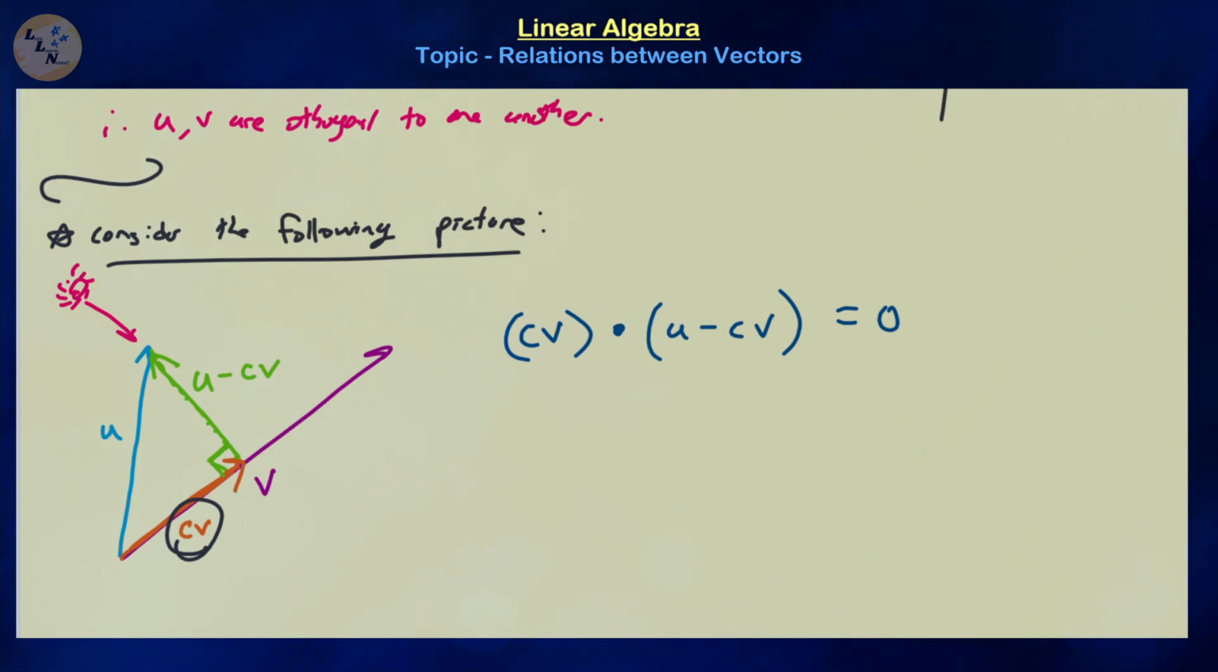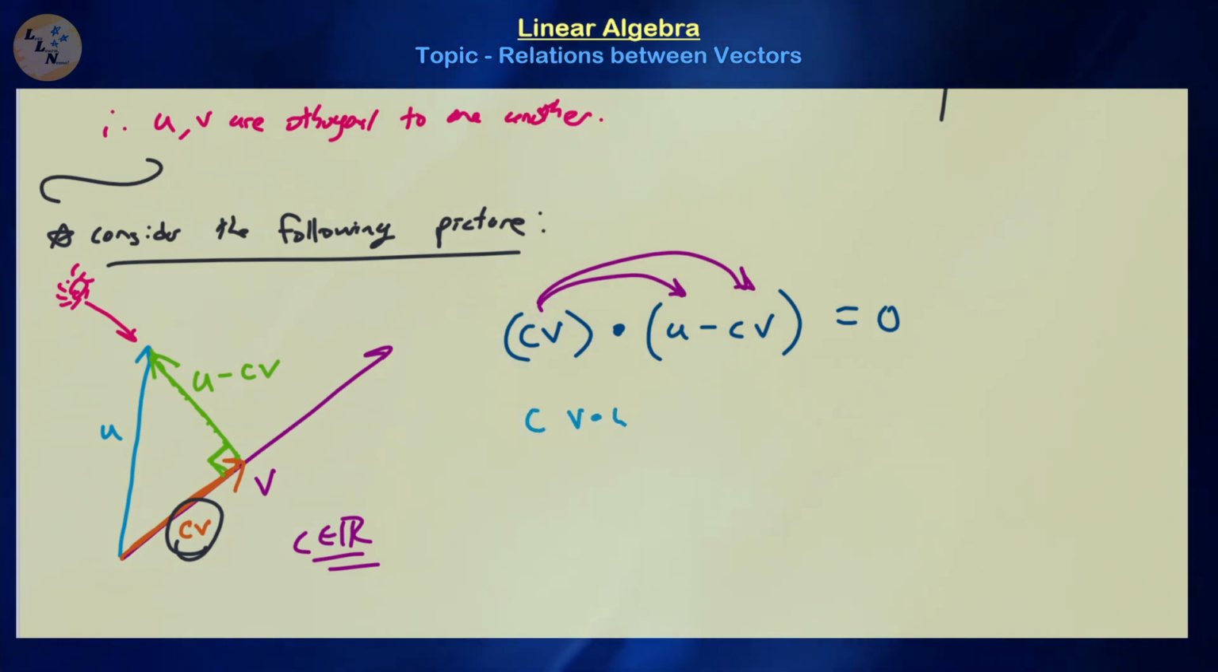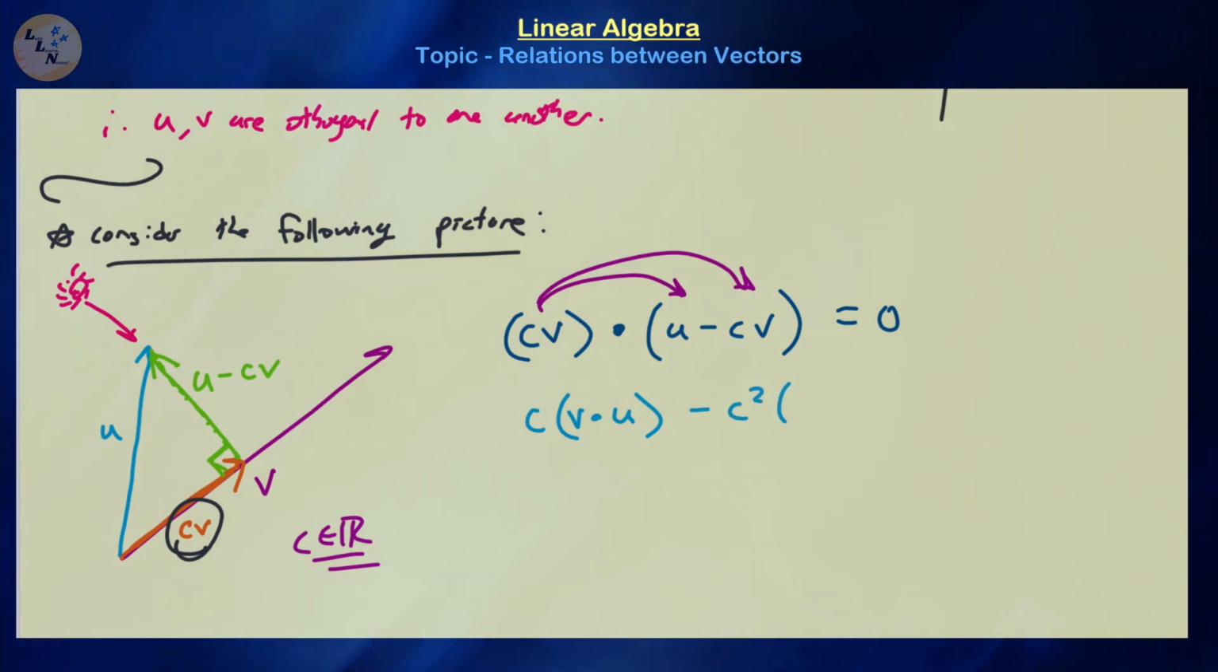What we can do is distribute cv to each of these terms, and notice here that c is a scalar, not a vector. So that's going to give us c times the dot product of v with u, and then minus c squared times the dot product of v with the vector v, and again that's equal to 0.